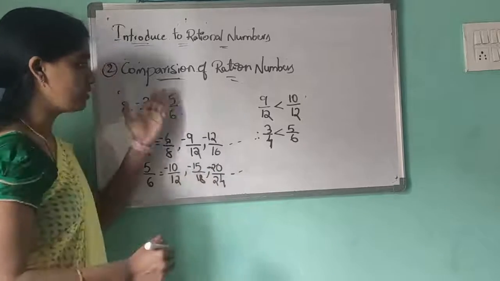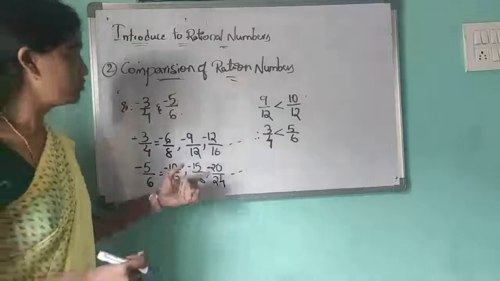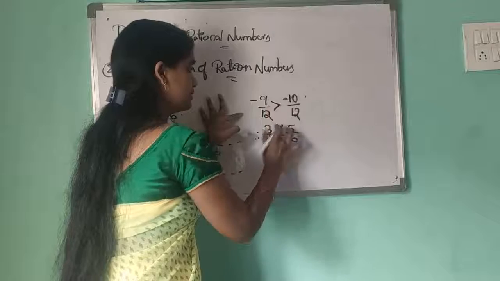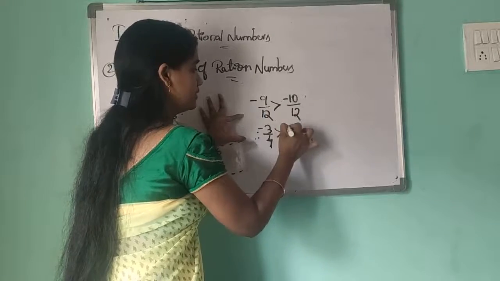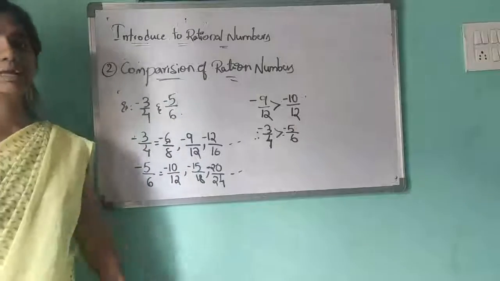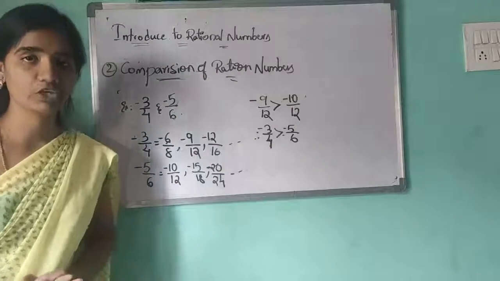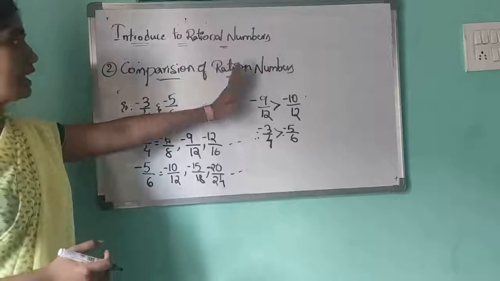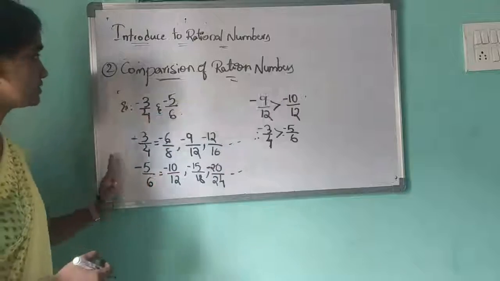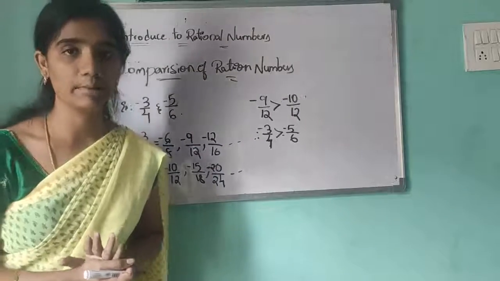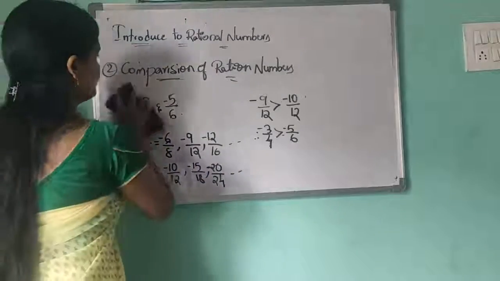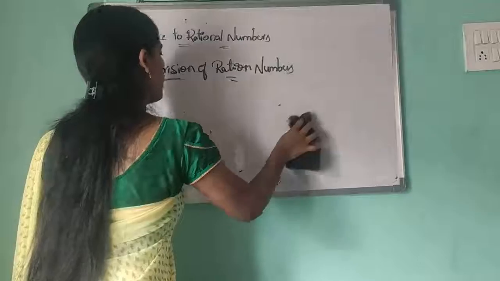So in this way we get the fractions, and in this case minus 3 by 4 is less than minus 5 by 6. In this way we have to compare the given fractions. This process is called comparison of rational numbers. Let's see, we can do the problems on this.